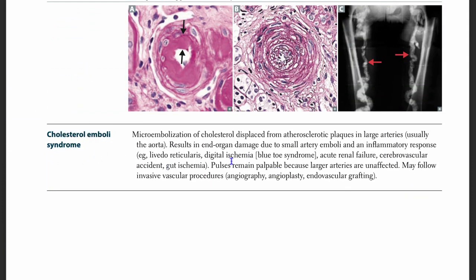The coarctation of aorta. So acute renal failure, cerebrovascular accident, and gut ischemia. Pulses remain palpable because large arteries are unaffected. Okay, so they might even tell you this, right? That the pulses are there, but there's cyanosis. So that could apply to the other one as well, and this one. So you can't rule it out just because of that line. May follow invasive vascular procedures, angiography, angioplasty, and endovascular grafting.